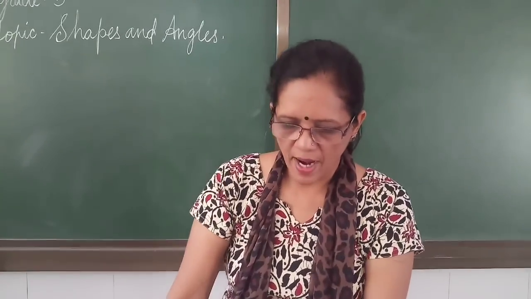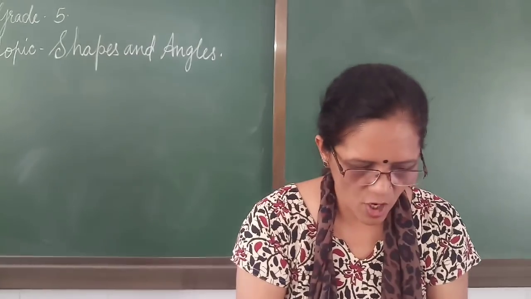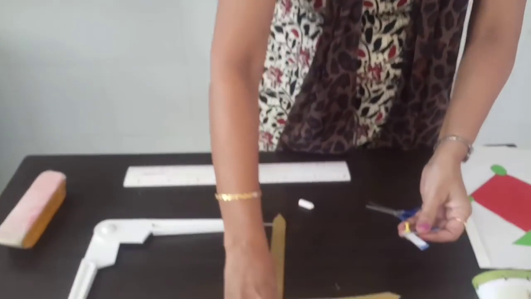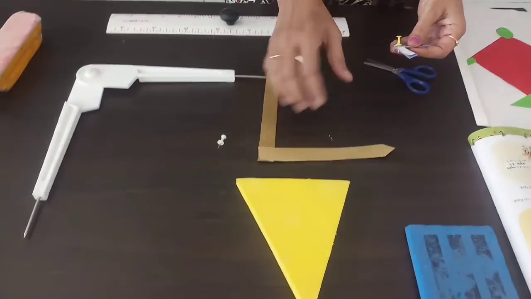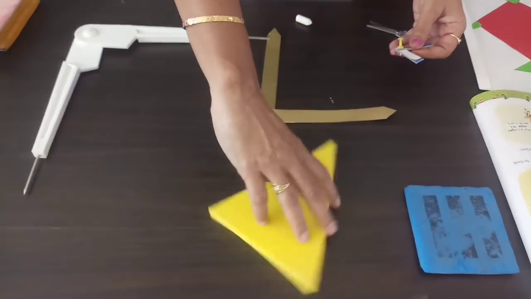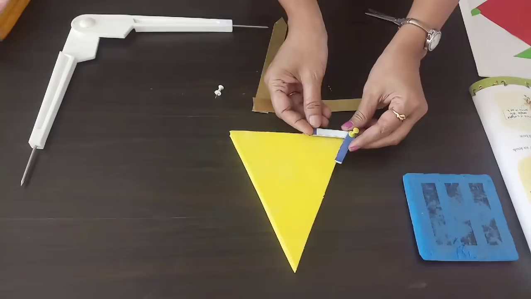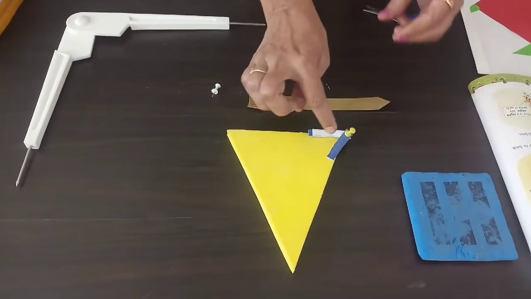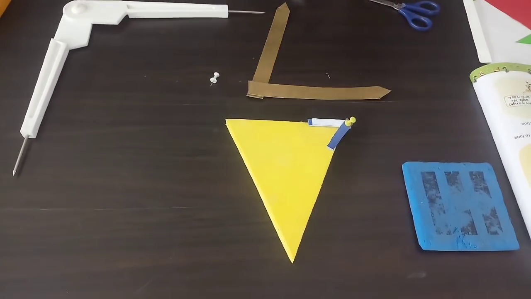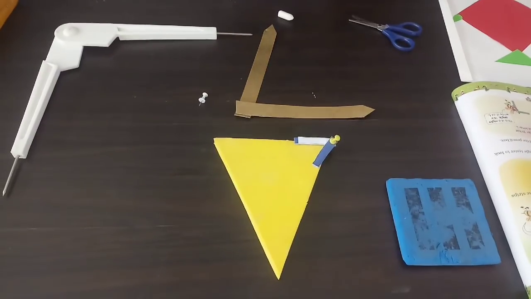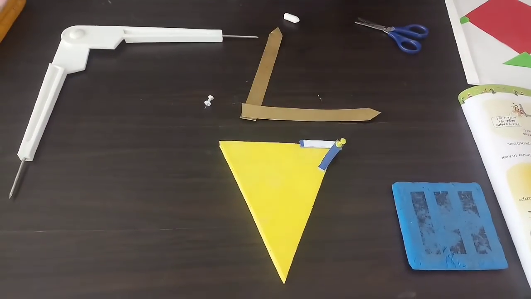Now I will take my angle tester, the small tester. I have a triangle here. Can you all see this triangle? Yes, it is a triangle. If I keep this angle tester on this, now you tell me, is it 90 degrees or less than 90 degrees? Yes, it is less than 90 degrees.